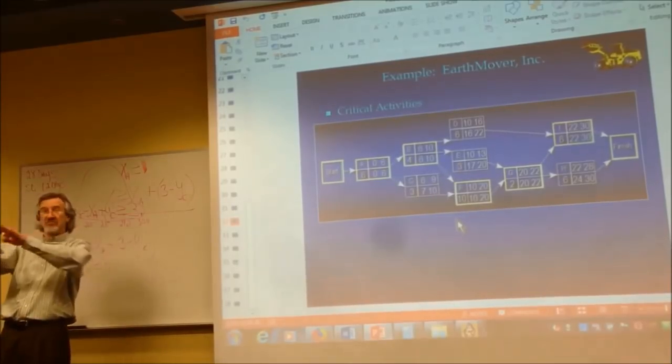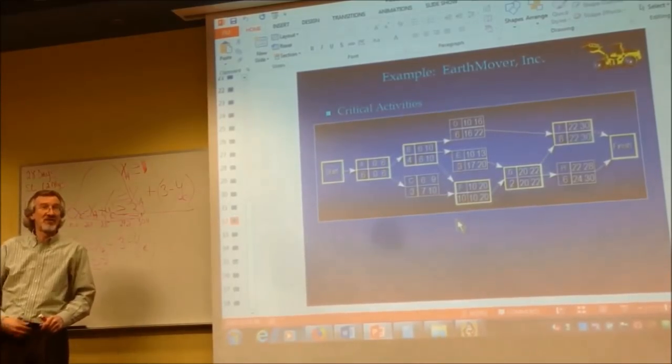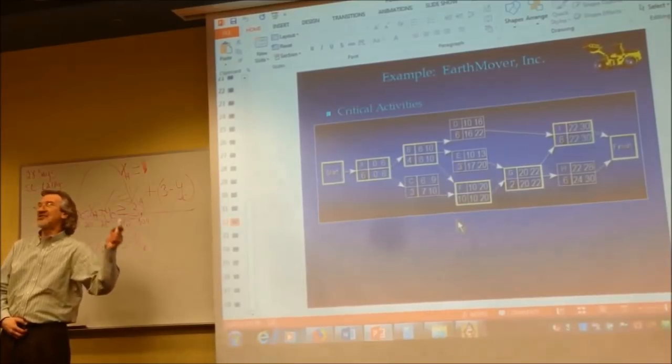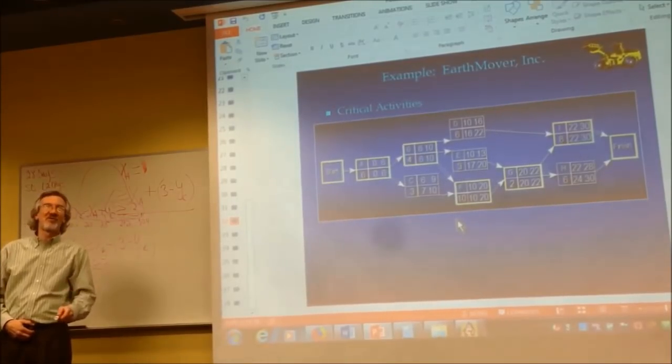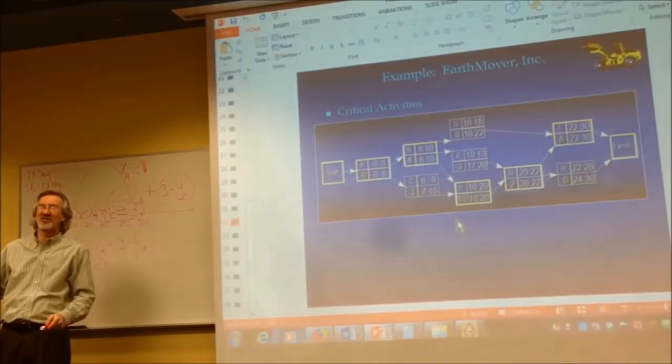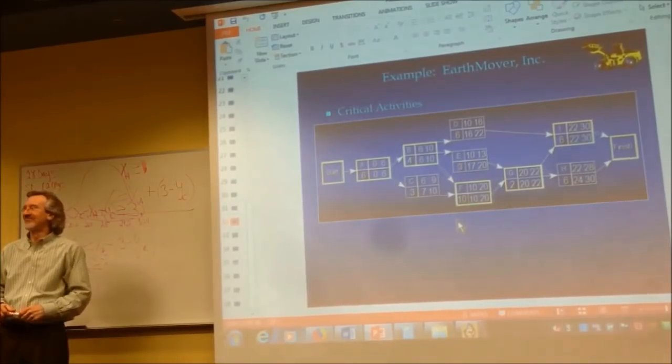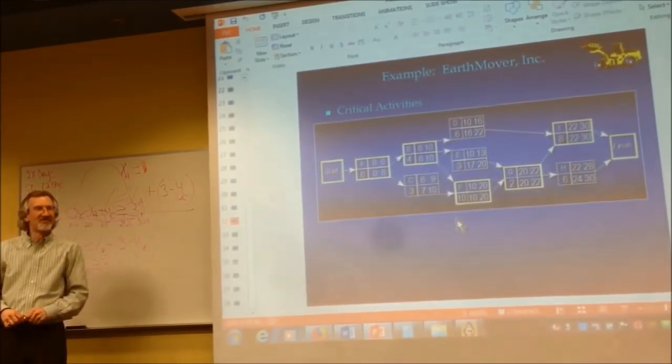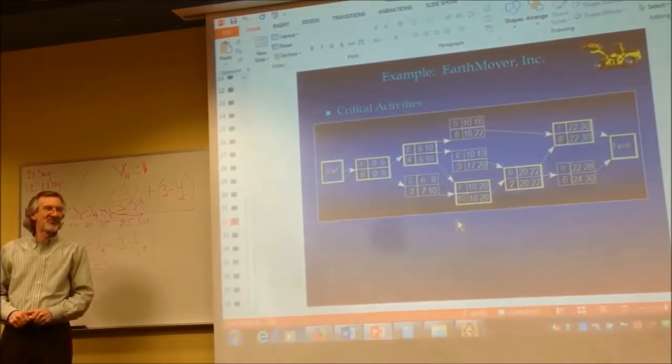If you were using linear programming. The only way to do crashing is the linear programming module. You can't use the project module for crashing. It has no crashing abilities on that module.